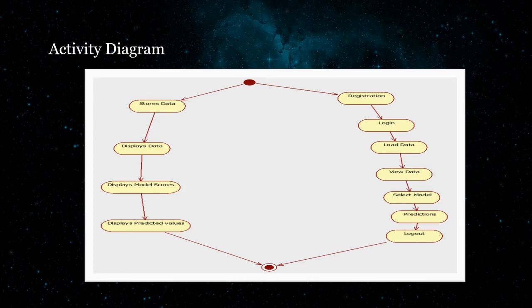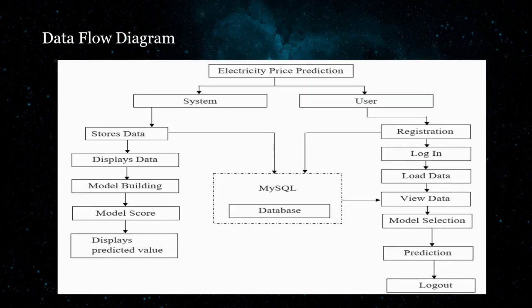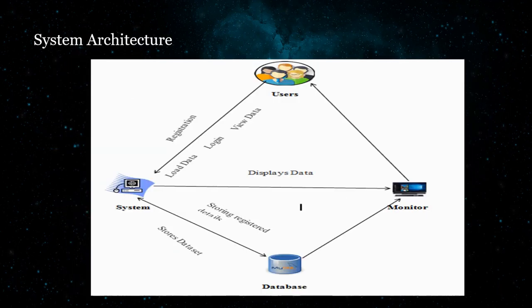The classes here are the system and the user. It contains the following attributes and methods. And next is the data flow diagram. We see that SQL interacts between the system and the user. The users share the data and the system processes it. This is the system architecture. It mentions how the users, the system, the database, and the UI interact to give the desired outcome.